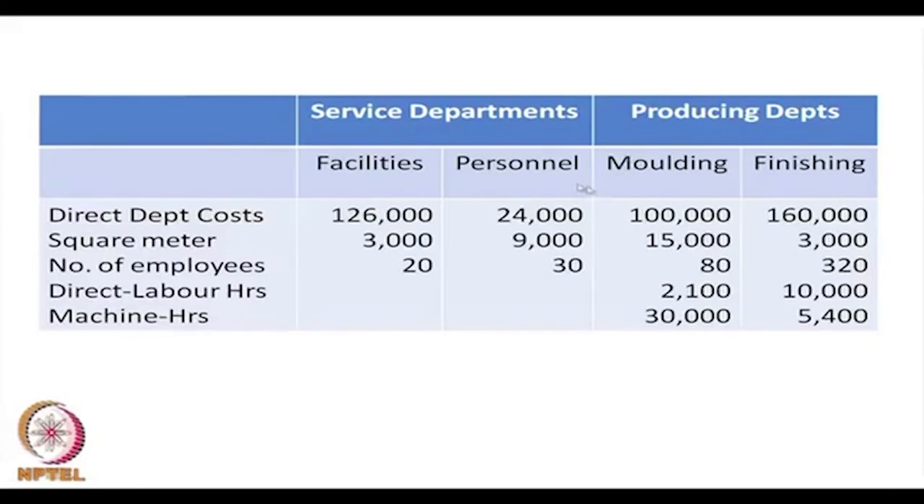Okay, before we do that, we have the data. This table gives that these are the two service departments, facilities and personnel, and these are the two producing departments, molding and finishing. Now, each department has got certain direct department costs, 126,000 rupees, they are all in rupees, 24,000 for personnel, molding is 100,000 and finishing is 160,000 rupees direct.